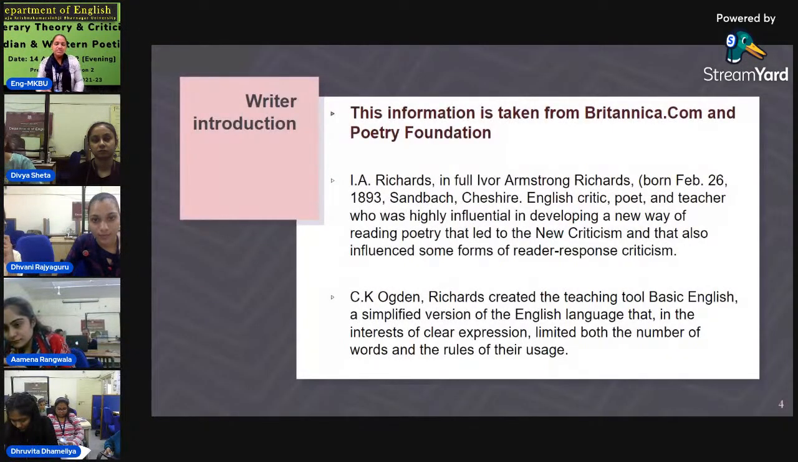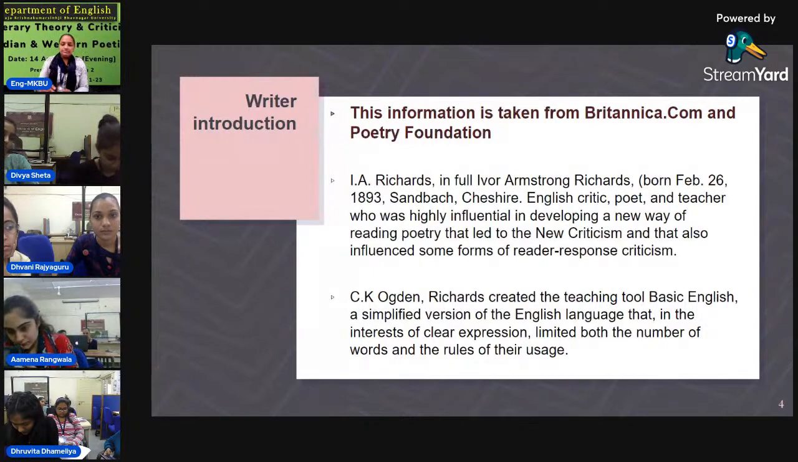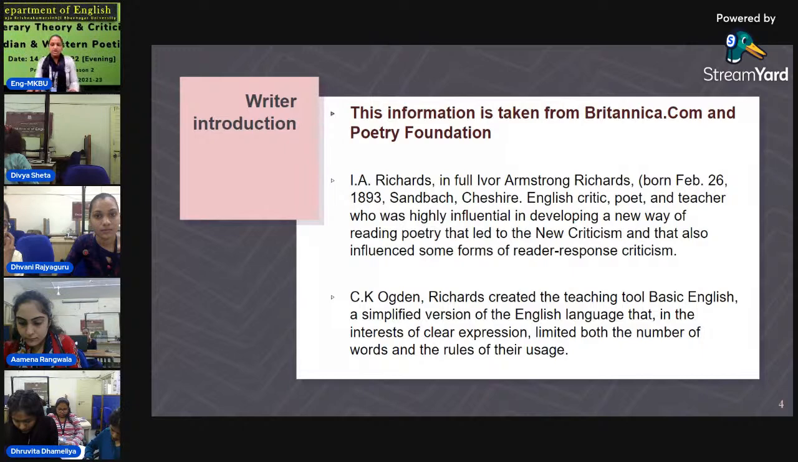This information is taken from Britannica and Poetry Foundation. The writer is I. A. Richards. His full name is Ivor Armstrong Richards. He was a critic and teacher who was highly influential in developing a new way of reading poetry, which led to New Criticism. He also worked with C. K. Ogden, and together they created the teaching tool Basic English, a simplified version of the English language.